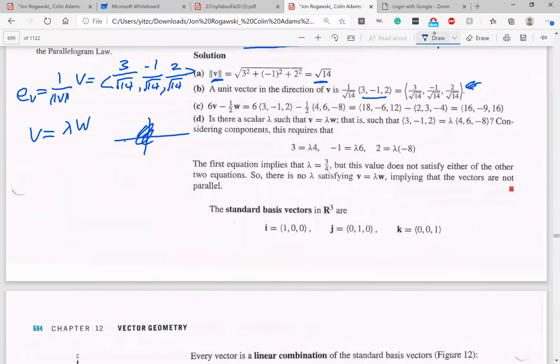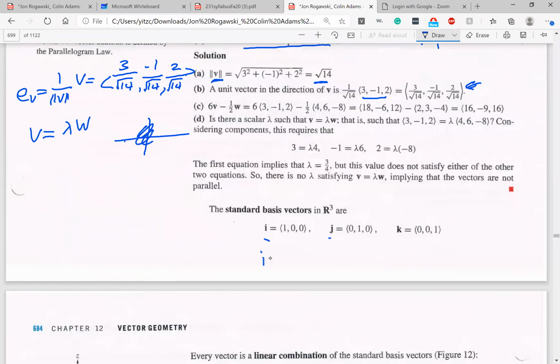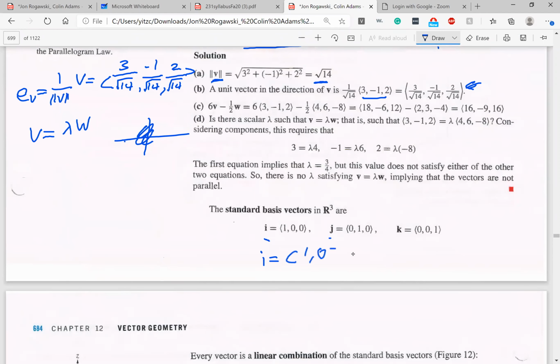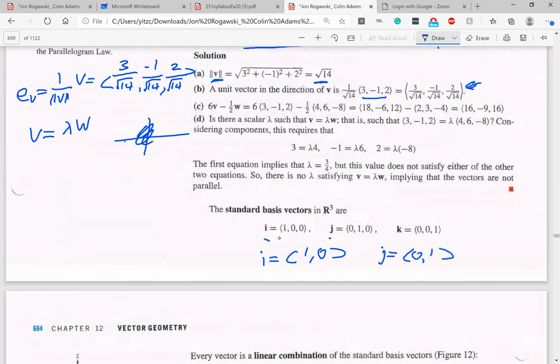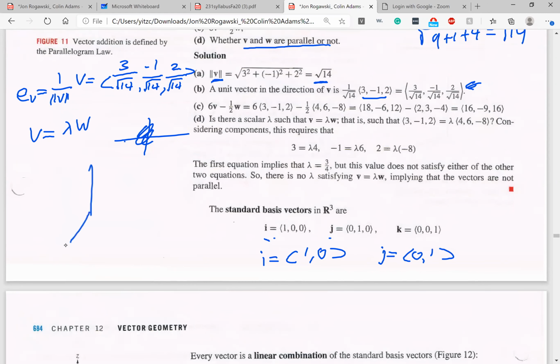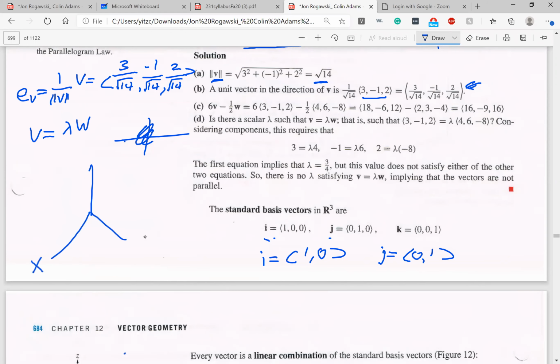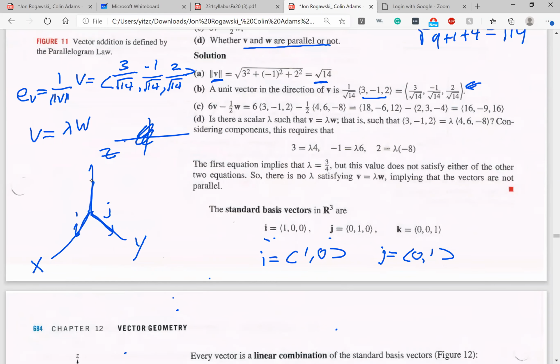And then in R3, instead of just the I and J that we had before, right, we had that I before was equal to 1, 0, and J was equal to 0, 1. So now you're going to have an I, J, and K. And so again, this is my X, this is my Y, and this is my Z. The I lies in the X direction. So this over here, this is your I. And then your J lies in your Y direction. So here's your J. And then your K lies in the Z direction. So this over here is your K.